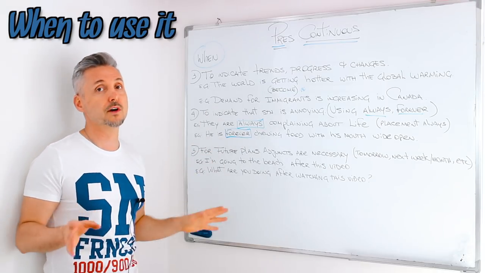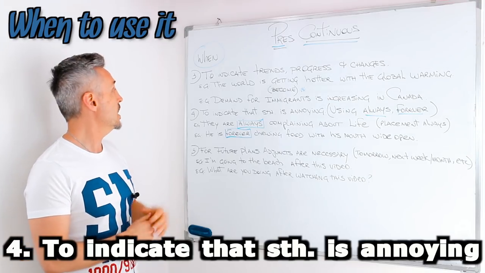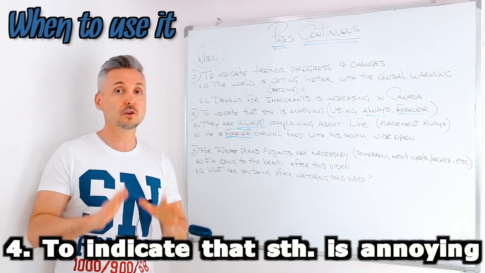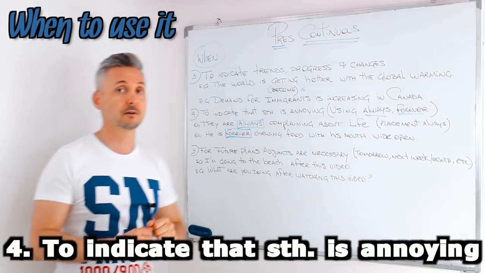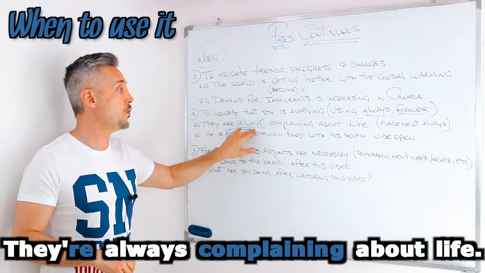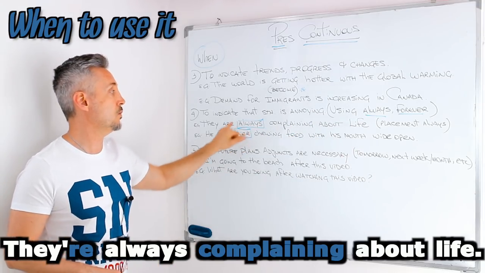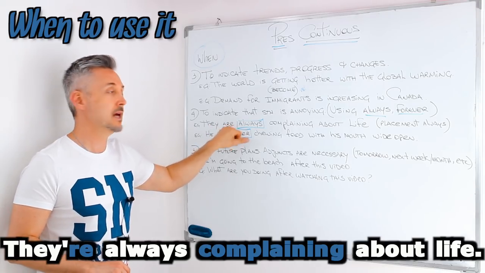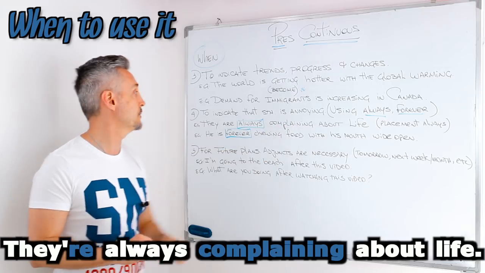Now, the fourth point that we use the present continuous is to indicate that something is annoying. Here you need to use an agent of time, like always or forever. Like in my example, they are always complaining about life. Look at always. Where is it placed? Yes, it's between the auxiliary and the main verb, plus ing, so complaining.